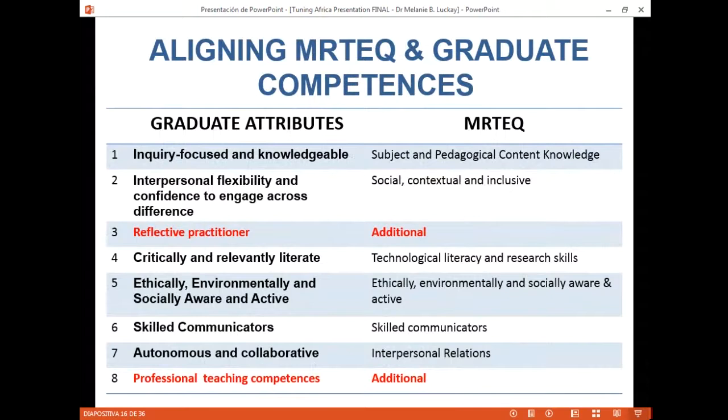So what we try to then do is match the graduate attributes to the Mr. Tech, and we found that there were matches. What we did realize is that we need to put in our own flavor, that is the faculty, teacher education flavor, as additional competences to help to almost kind of give our students our stamp of approval. So this is the kind of students our faculty wants to produce.